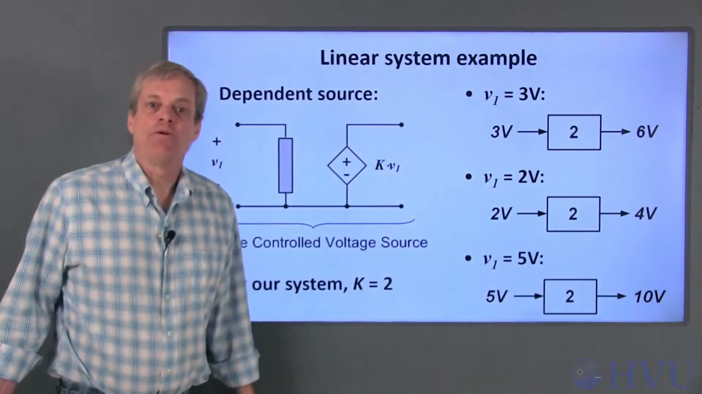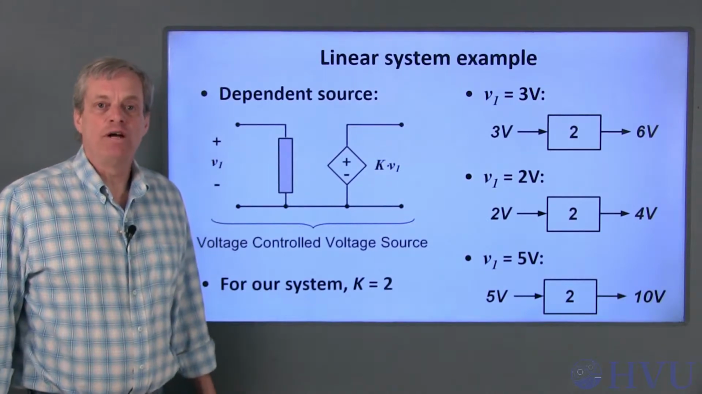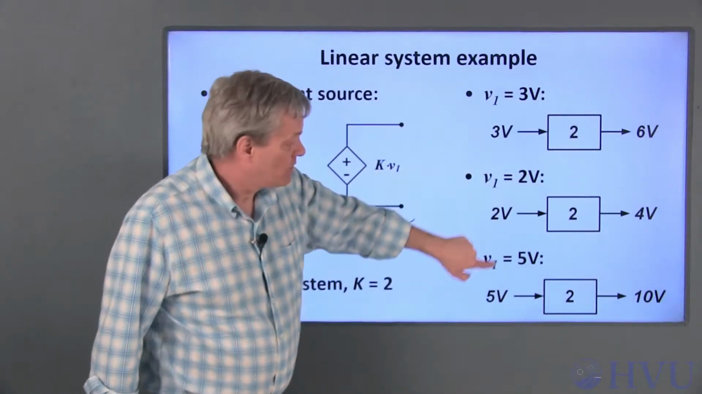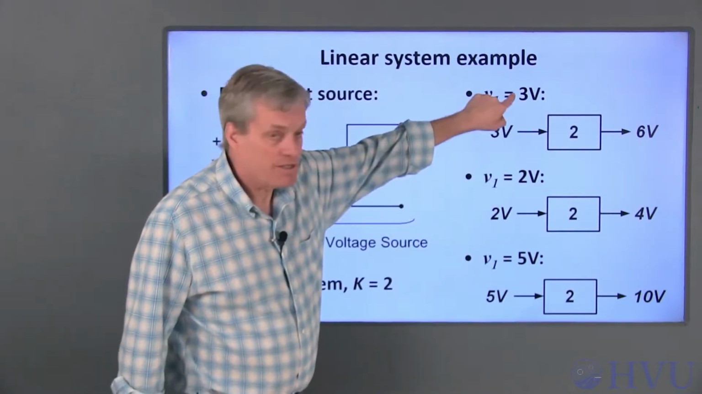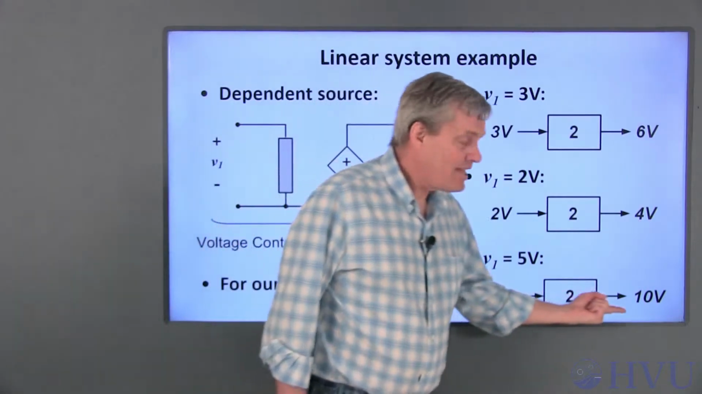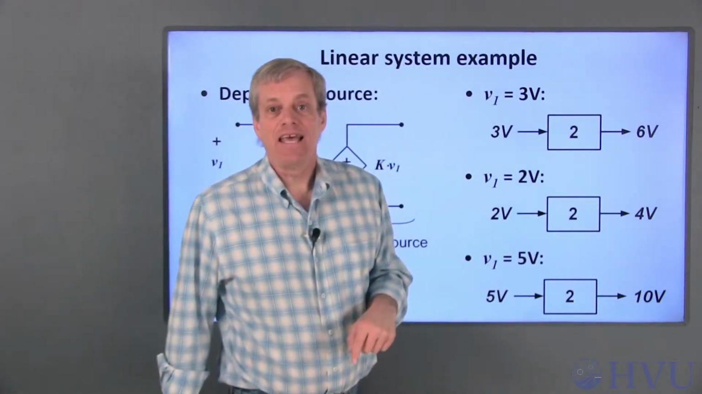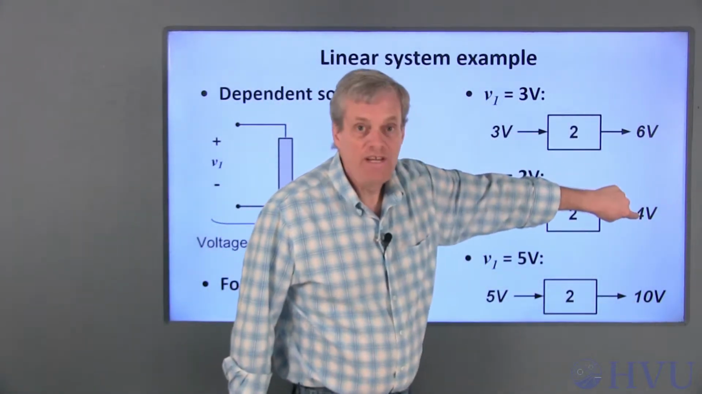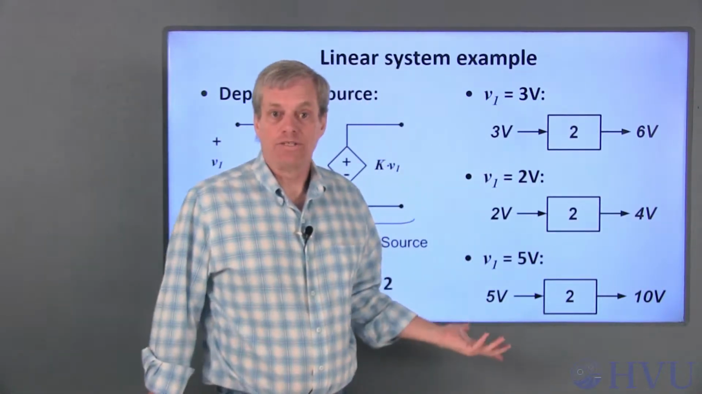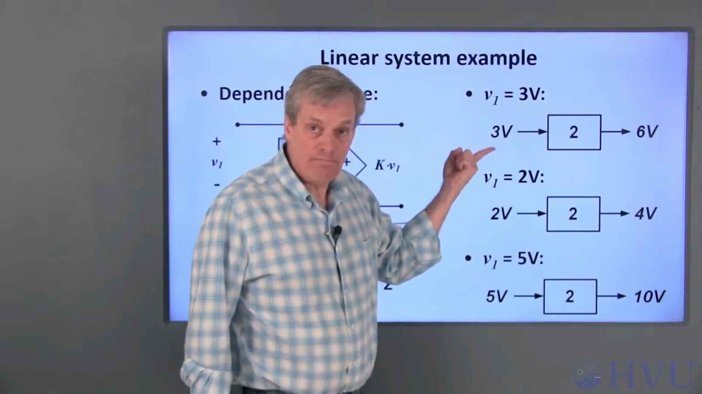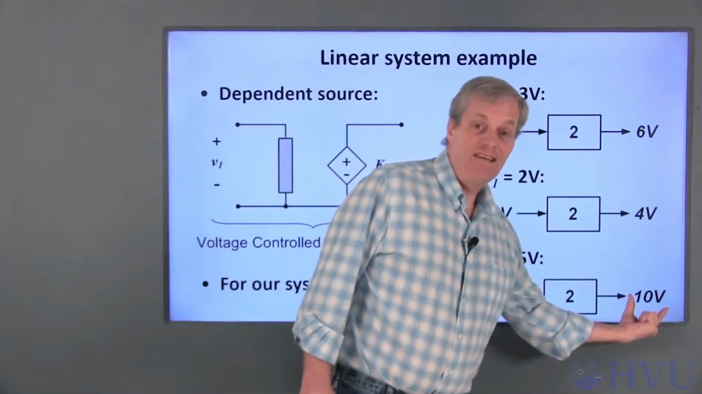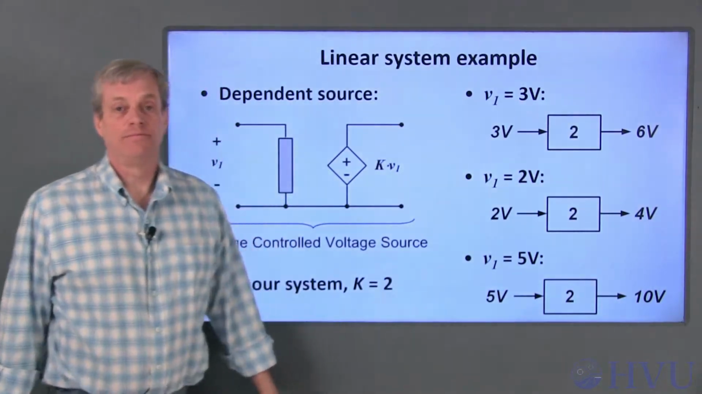Now let's take a look at what the output is if V1 is equal to the sum of the previous two inputs. So if V1 is 5 volts, 2 plus 3, then the output is 2 times 5 volts, or 10 volts. This is the same as the sum of the two previous outputs. Since the system is linear, the output resulting from the sum of the two inputs is the same as the sum of the outputs due to the individual inputs.